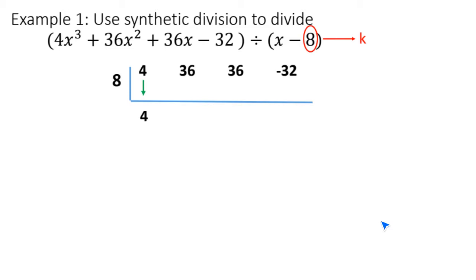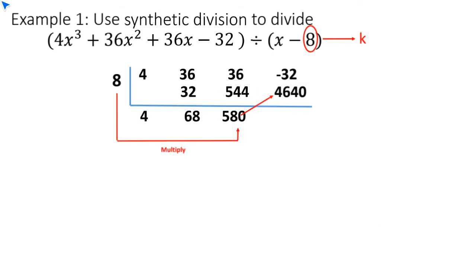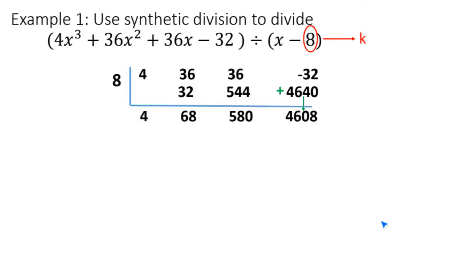So let's start. I bring down the 4. 8 times 4 is 32. 36 plus 32 is going to give me 68. Then I multiply again. 8 times 68 is going to give me 544. I'm going to add 36 to 544, and that is going to give me 580. Multiply 8 times 580, and that's going to give me 4,640. So I'm going to add negative 32 plus 4,640, and that's going to give me 4,608.